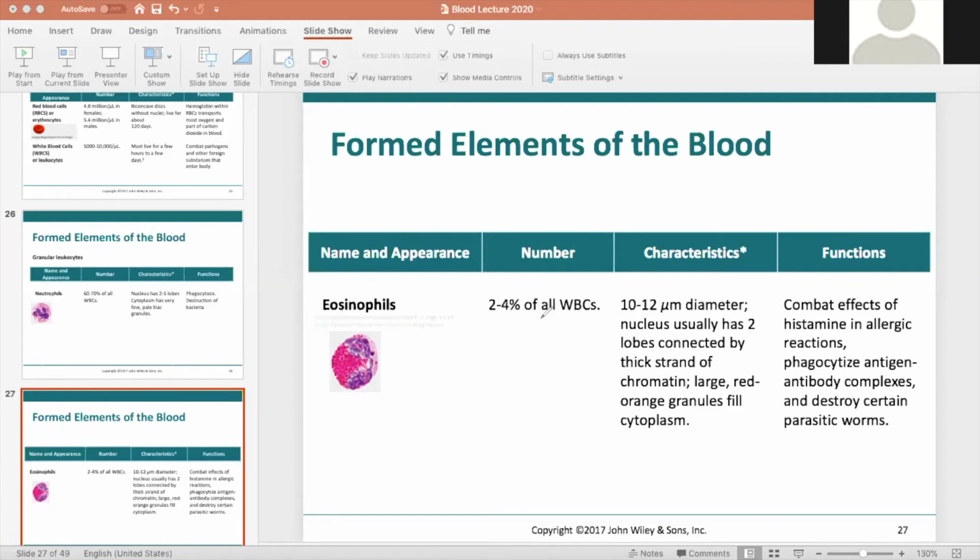So we know that it's only about 2 to 4% of the white blood cells. So we don't always get to see them in lab unless somebody is having some type of reaction.